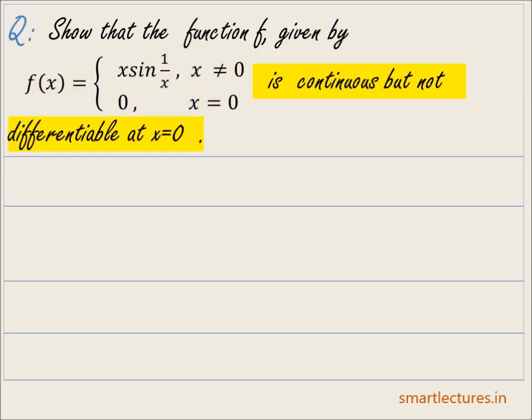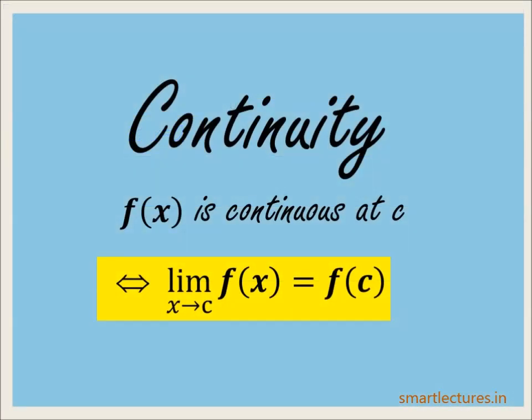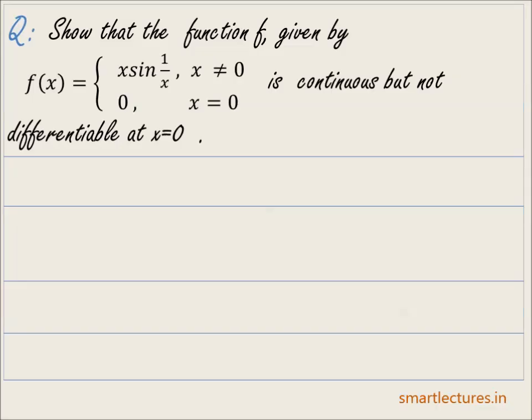x equal to 0. And now let's first check whether this function is continuous at x equal to 0 or not. Now again, from the definition of continuity, a given function is continuous at a point if and only if the limit of the given function at that point is equal to the value of the given function at that point. And now in this case, to calculate the limit of the given function at x equal to 0, we shall have to calculate both its left hand limit and the right hand limit.